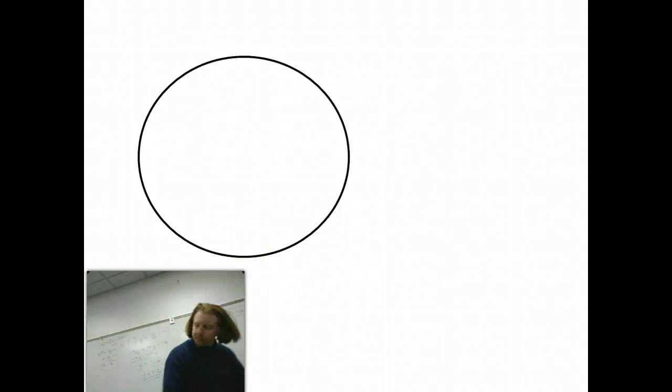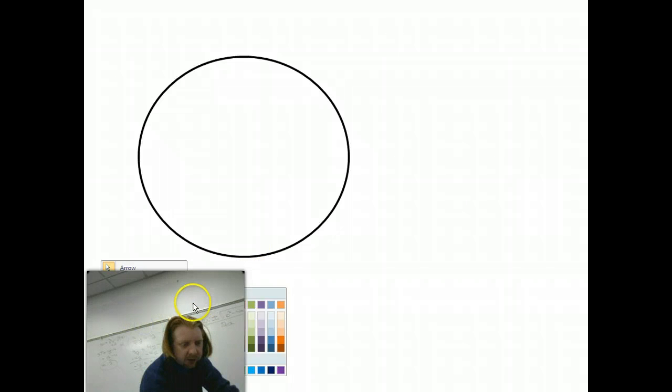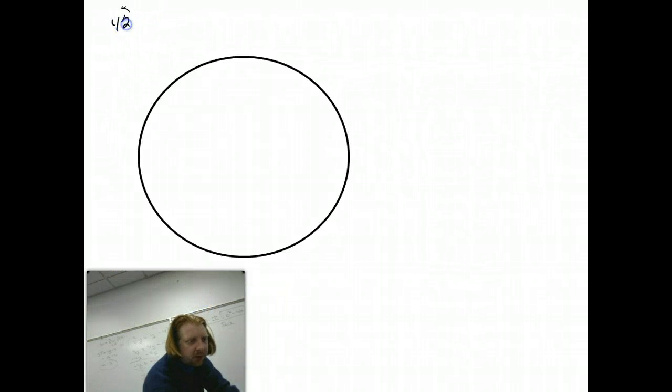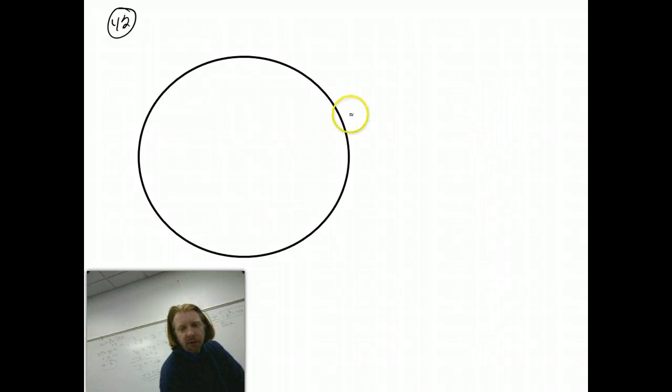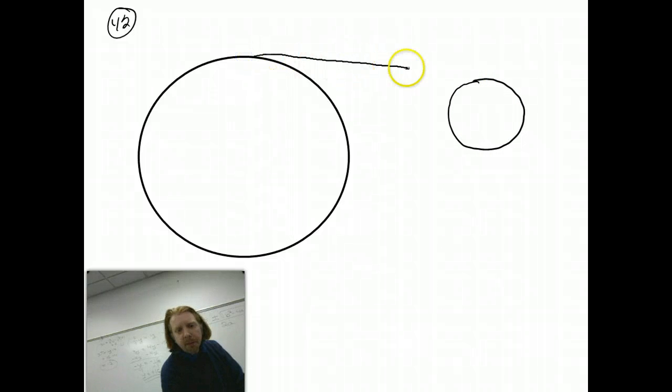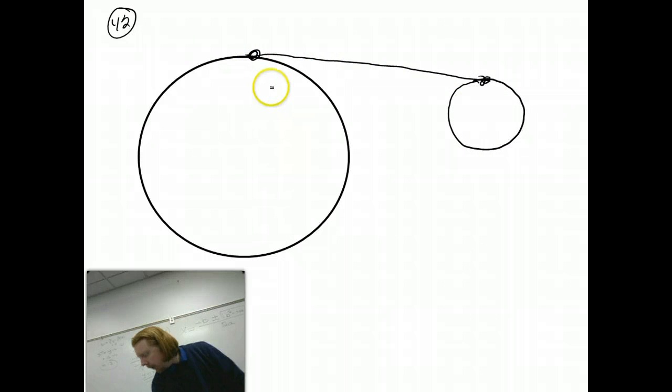Now, number 42 is set up this way. This is number 42 from the homework, and it's one of the ones I flagged as a have-to-do problem. We've got two circles. Here's the first circle, given. The second circle, we'll draw over here. And there's a common tangent between them. So there's the common tangent, and that length is given as 12 units.